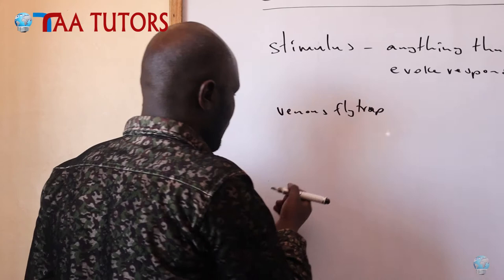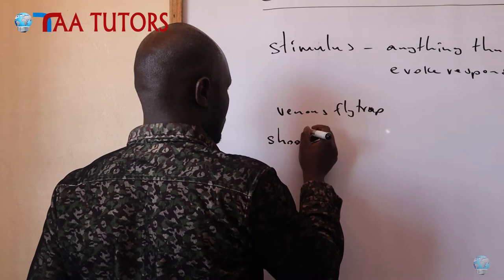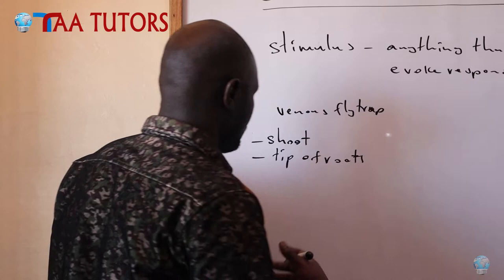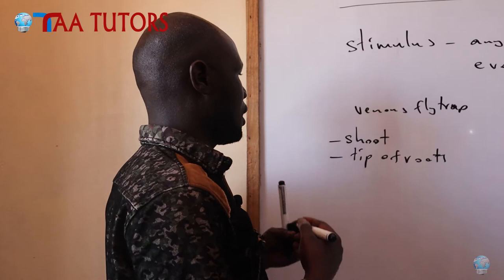The parts of the plant that grow are the shoot, which grows so that it can cause a response, and also the tip of the roots. So these regions here are the regions for the growth that causes a response. Now we may be asking ourselves, why are these particular regions the ones having a quick response to the stimulus in the environment?